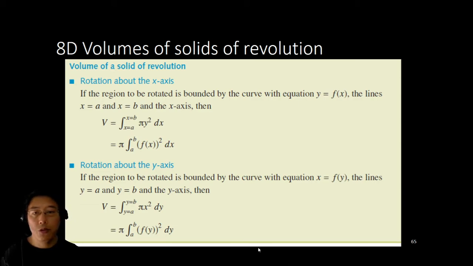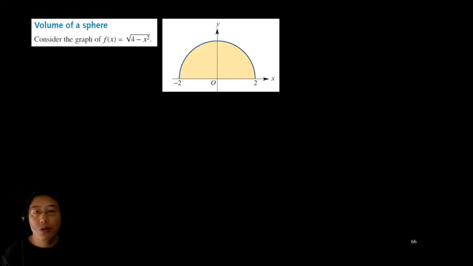Let's go through a few examples. So you have a function, the square root of 4 minus x squared, which looks like a half circle. When you do a revolution, it gives you the volume of a sphere that will relate to 4 pi on 3 times r cubed.